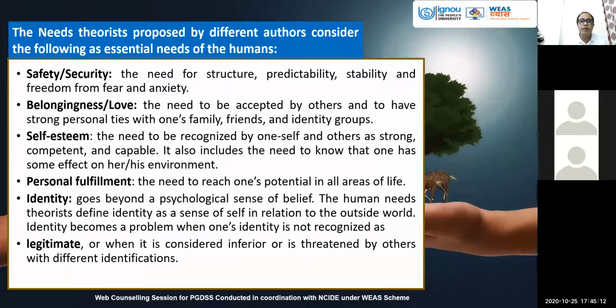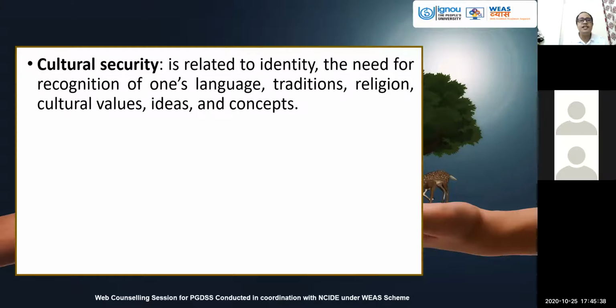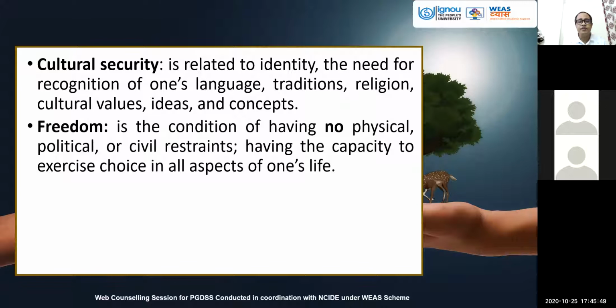That's why we have some problems whenever there are issues with identity, such as when you go outside your state or outside your community, or when it is considered inferior or is treated by others with a different identification. So legitimacy is also important. Then cultural security, which is also related to identity: the need for recognition of one's language, tradition, religion, cultural values, ideas, and concepts.